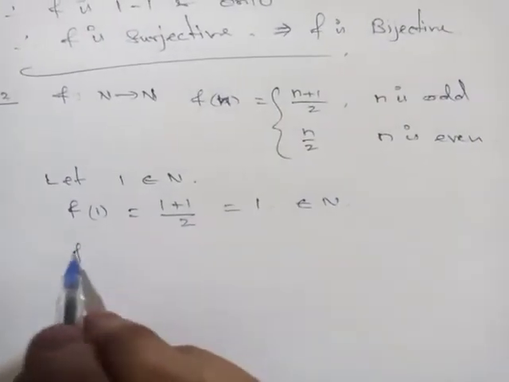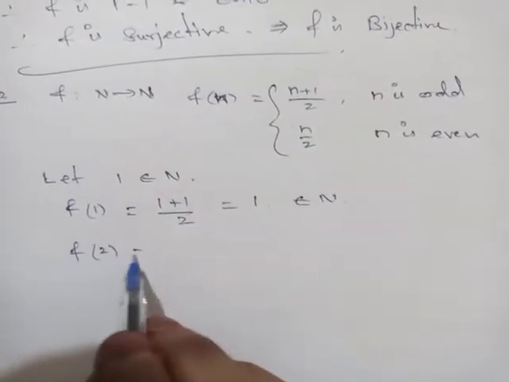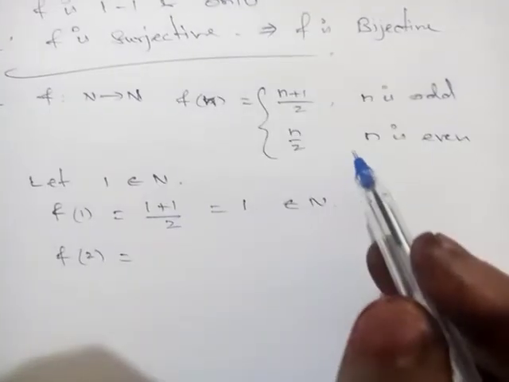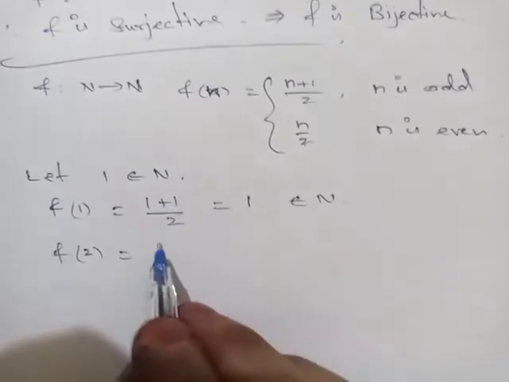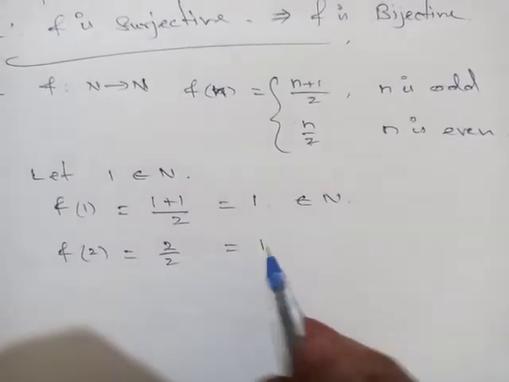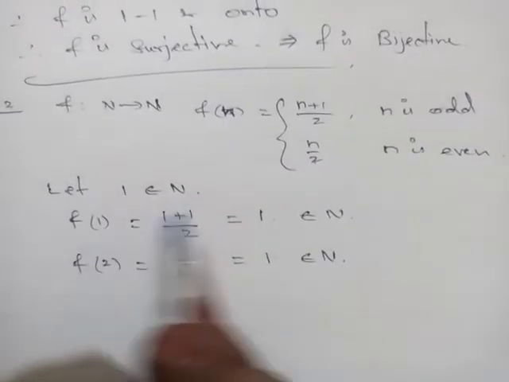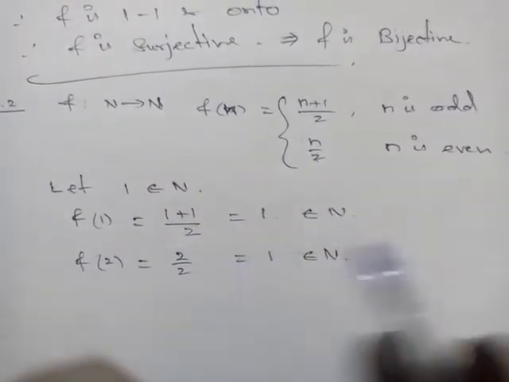Suppose I am applying 2. So 2 is an even number. So which function do we have to take? N is an even number means we have to choose this one. So 2 divided by 2, that is also 1, which belongs to N. Yes. So for 1 we have an image, and for 2 also we have an image.